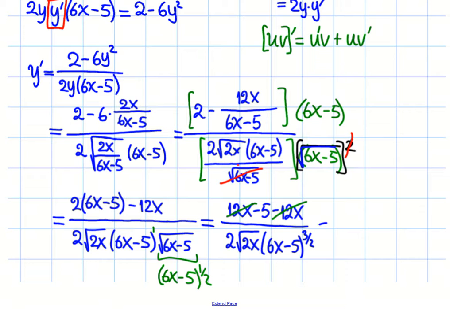We will have negative 5 over 2 and square root of 2x, 6x minus 5 to the 3 halves.